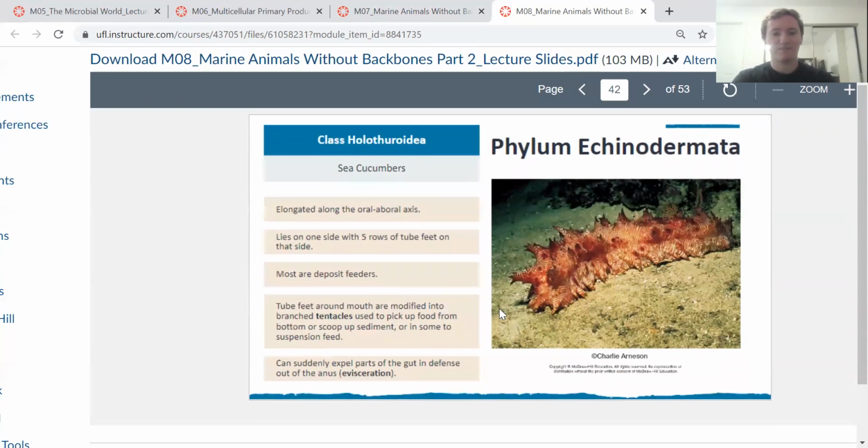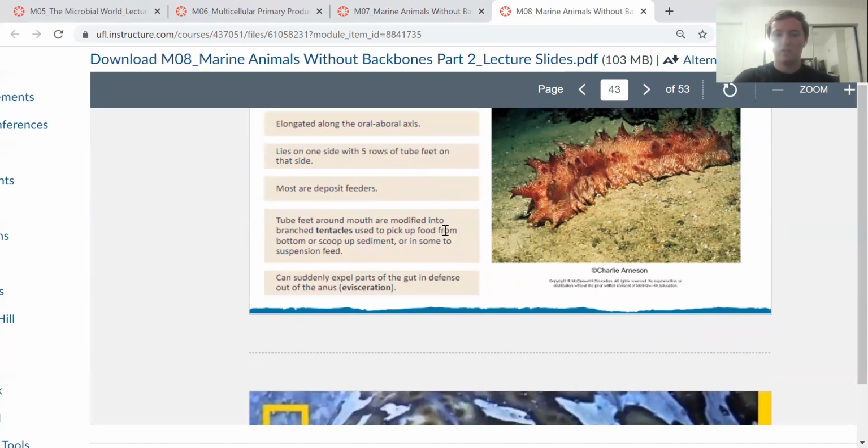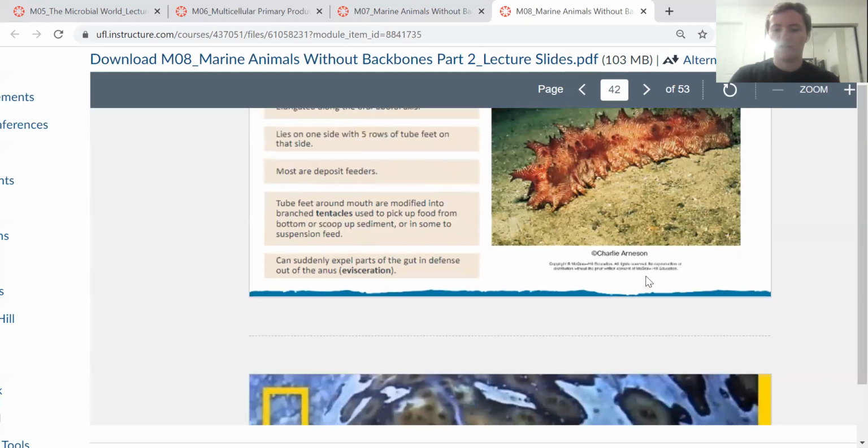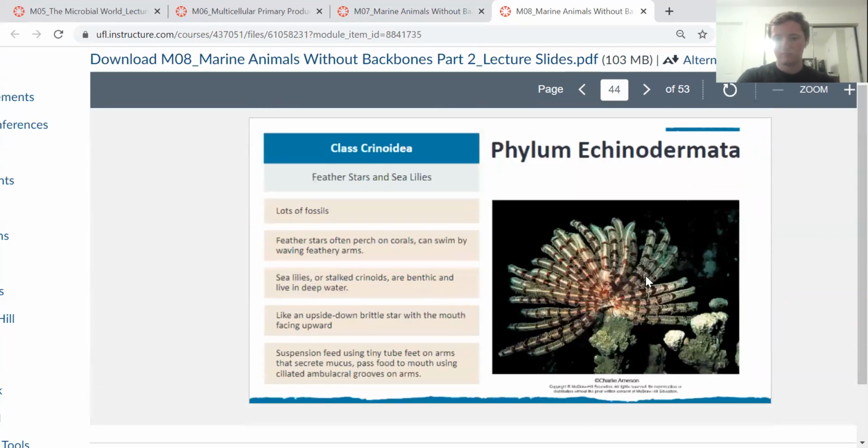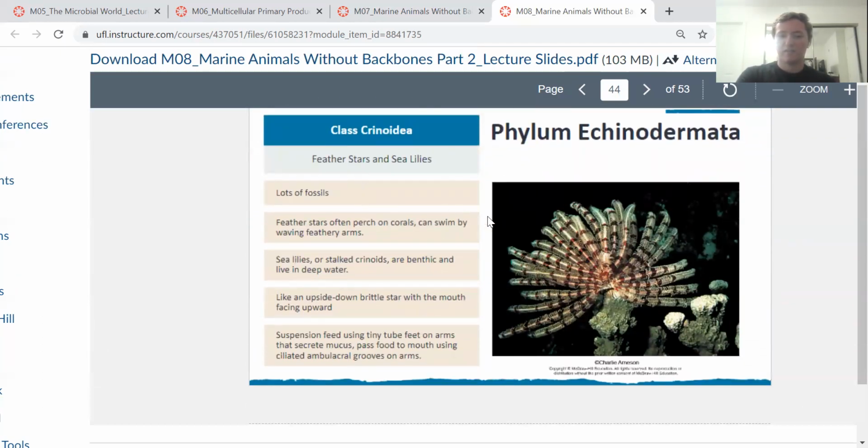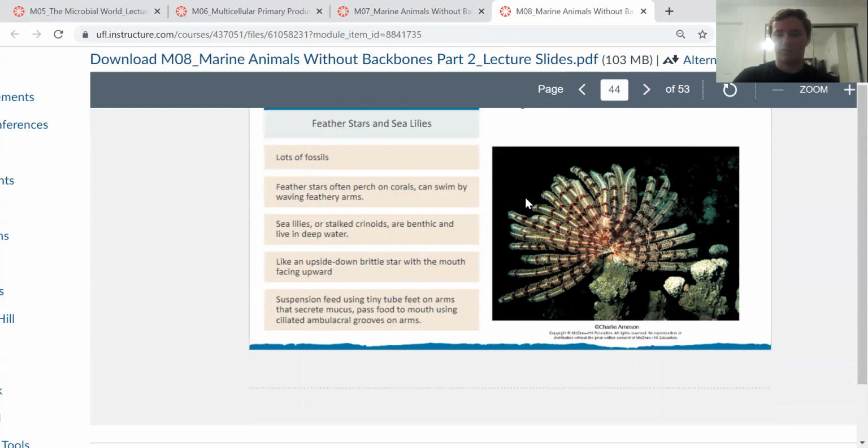I love pencil urchins. Sea cucumbers can eviscerate their guts whenever they're threatened. That is the big thing to know about them. They're elongated orally to aborally, which again is from the mouth to the gut. So you can see it's very stretched out. And so that's really the important thing about sea cucumbers. Feather stars and sea lilies, there's not too much to know about them, but they do incorporate a lot of the other features of the echinoderm.